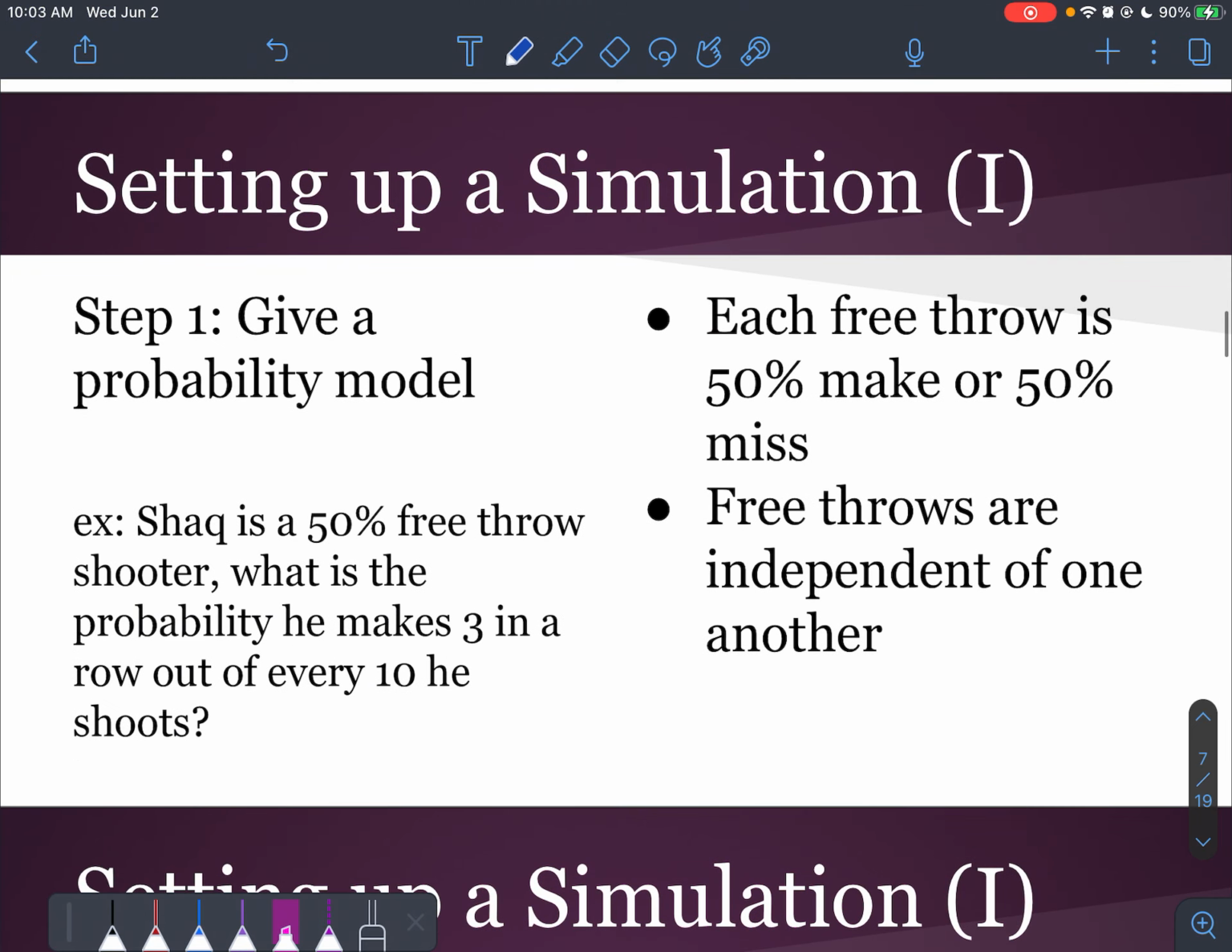You need to know what just happened in order to make a decision there. So, setting up a simulation, we kind of did this with the coin flip at the beginning, so we'll move quickly.